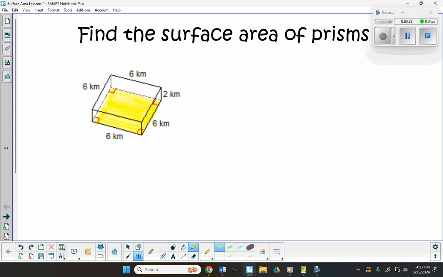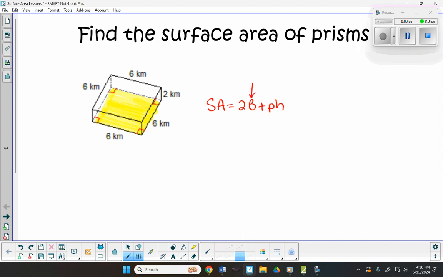Now with rectangular prisms, you could choose any of the rectangles to be the base, but I usually try to pick the one that looks like it's sitting on the bottom of it. So then always start by writing down the formula. The surface area of a prism is equal to 2 times big B plus pH.